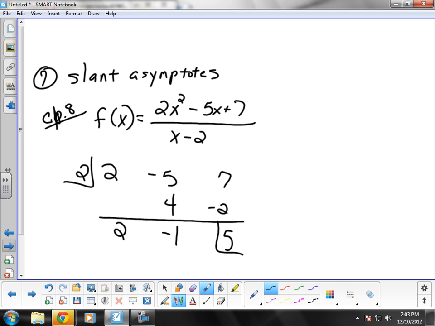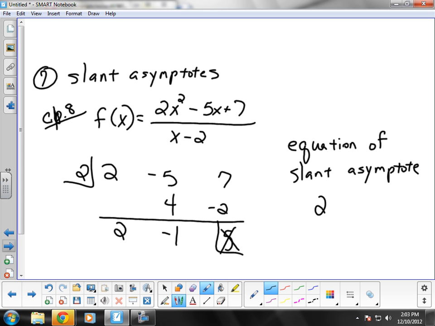Now this time, what we've always used in the past is this remainder, right? Well, I don't use the remainder. The equation of the slant asymptote is always that piece that we get. It's the quotient here, but without the remainder. So the equation of this slant asymptote is 2x minus 1. Remember, I put the x on there, and I reduced the power by 1. So it started out x squared. It's now x to the first. Okay? Is that easy?